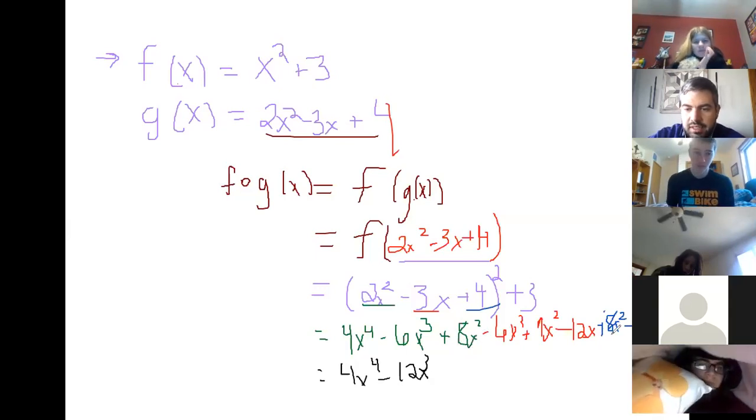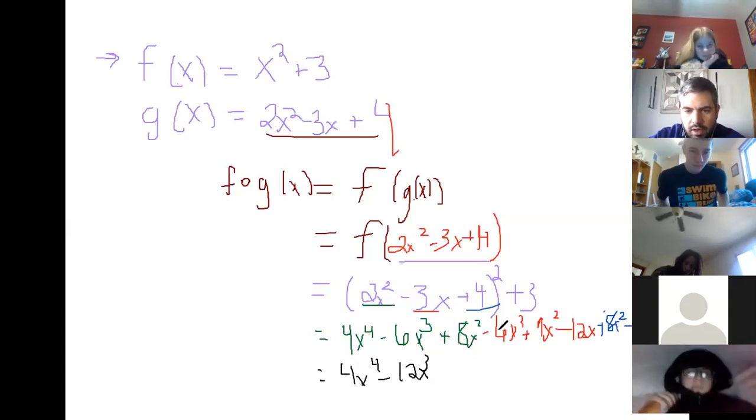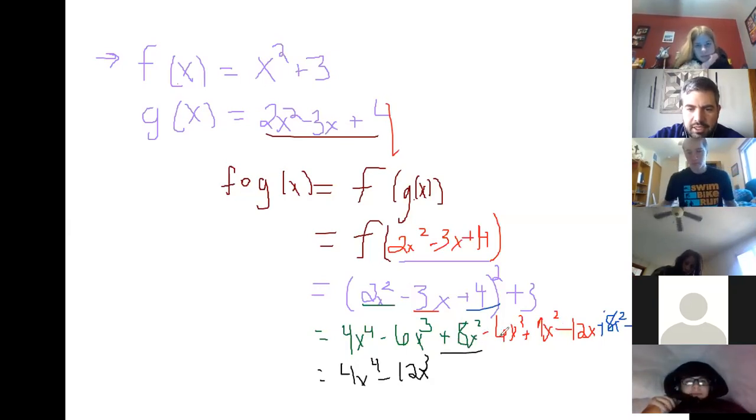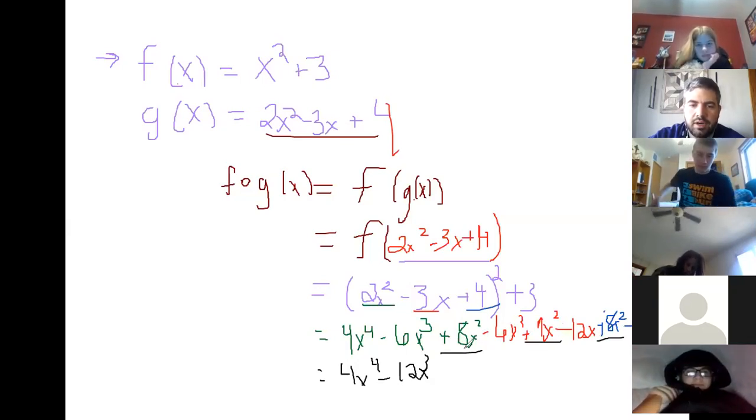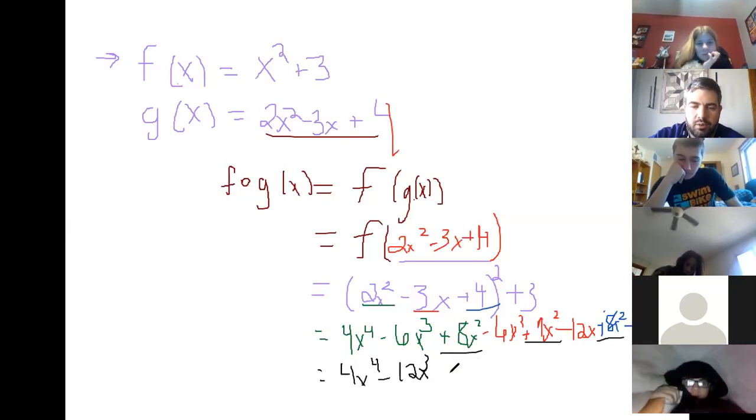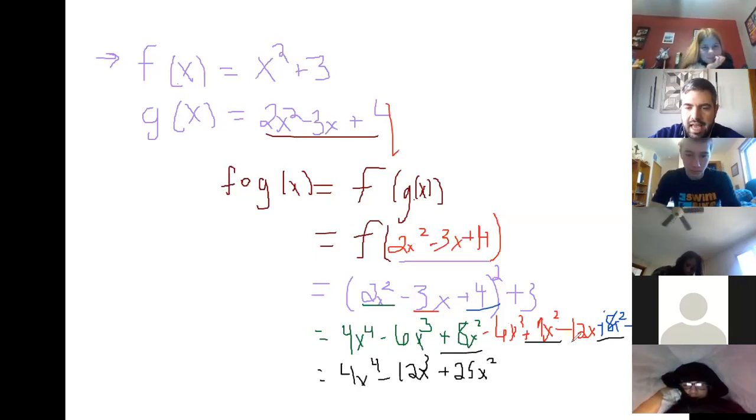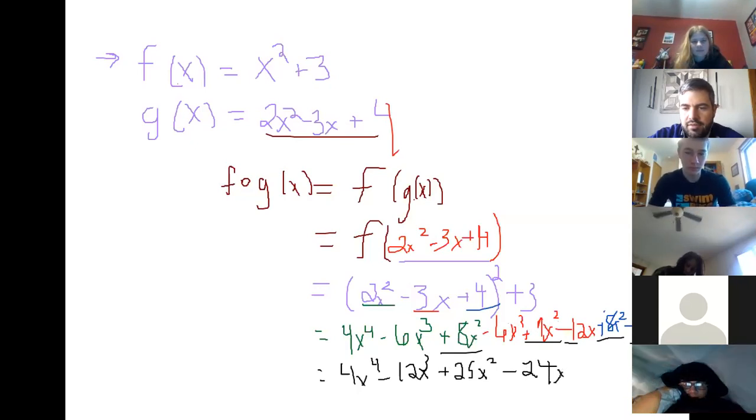8x squared plus 8x squared plus 9x squared. So we got 8x squared plus 9x squared plus 8x squared would be, so 8 plus 8 is 16, and then 9 would be 25x squared. Okay. And then now we're going to look at x's. So we have minus 12. Minus 12 would be minus 24x. And then we have 16 and 3, which would be 19 at the end.